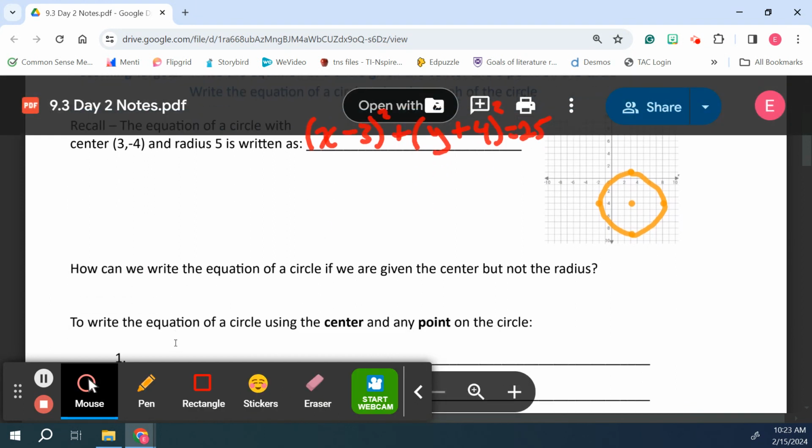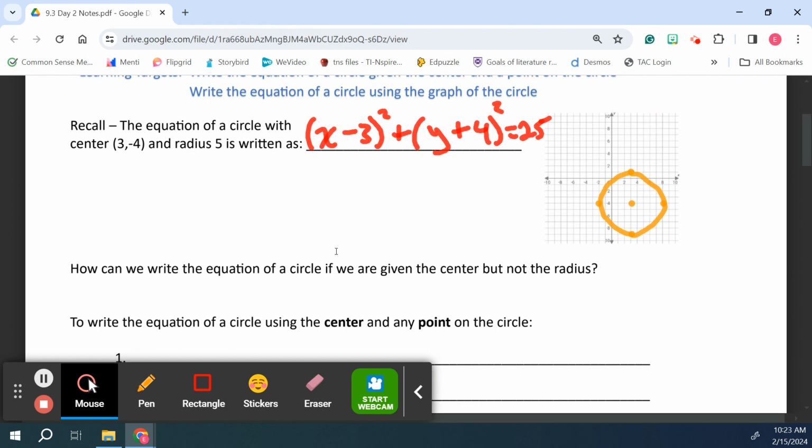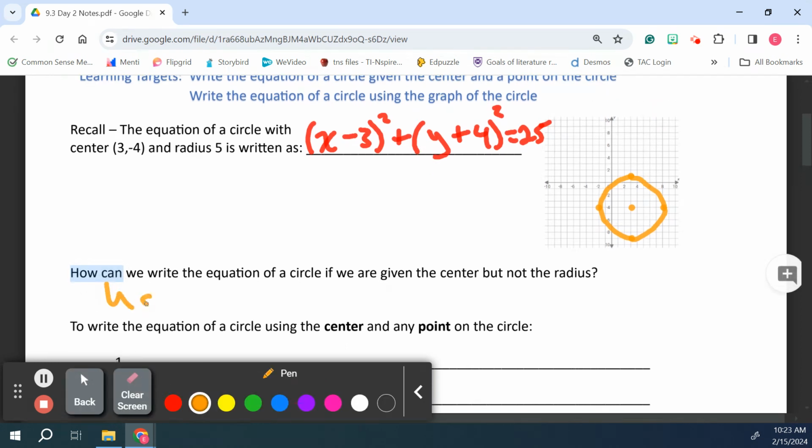All right. How can we write the equation of a circle if we are given the center but not the radius? In this case, you will use a point on the circle. So if we were given just the center and nothing else, we could use any of these points that I just drew in here.